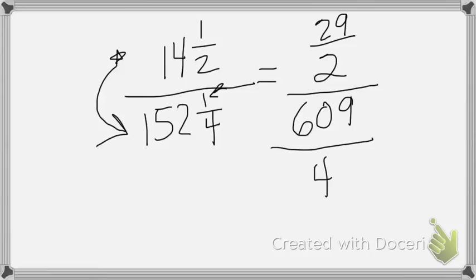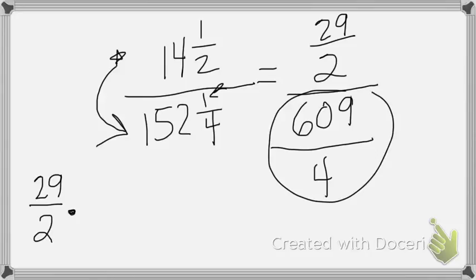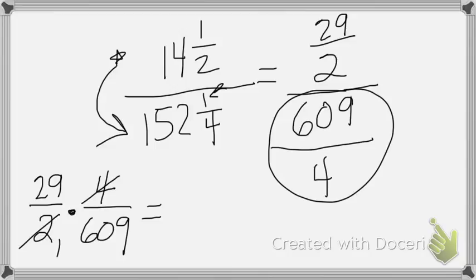Looking kind of ugly, huh? But anyway, let's go ahead and do that. We know what to do with this. 29 over 2, and again we're multiplying now by the reciprocal of this bottom, of our denominator, 4 over 609. Okay, equals, let's see, take these two away here, we can do cross division here. This is going to be 58 over 609.